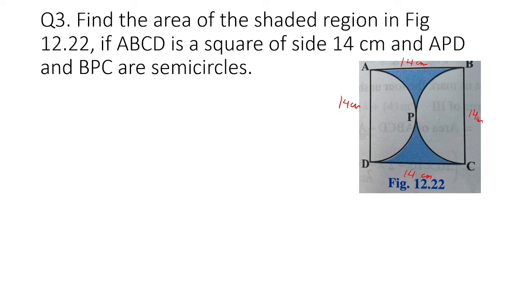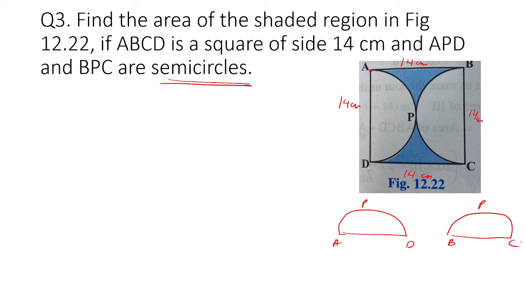Now what is given again? A, P, D. Where is it? A, P and D, and B, P, C are what? They are semicircles. Okay? They are semicircles. Clear? So this is the circle. Semicircle means half circle. This will form it this way. So you have P, A and D, and you have P, B and C.